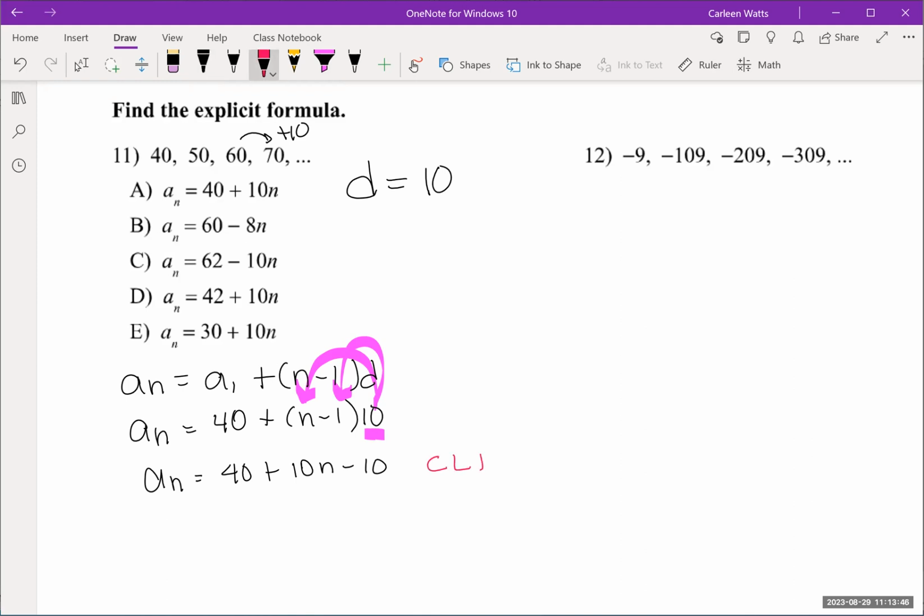Combine like terms. What two things get combined? 40 and minus 10. So 30. a sub n is 30 plus 10 n.